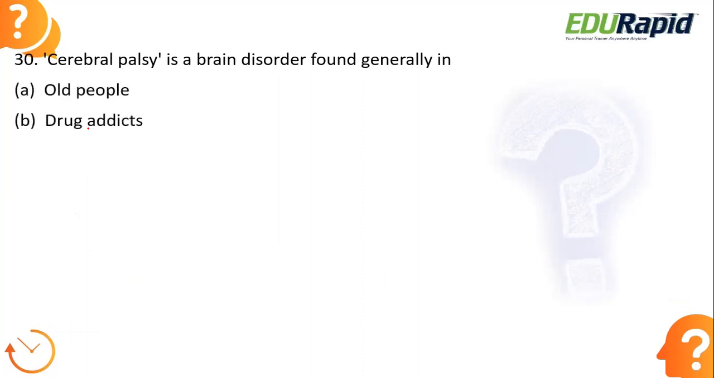Moving to the next question and the last question here. Cerebral palsy is a brain disorder found generally in old people, drug addicts, small children, only ladies.